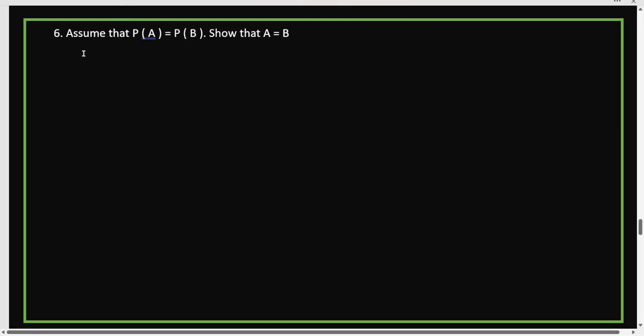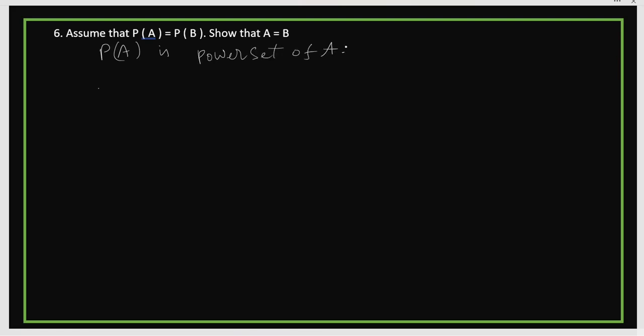PA means what? PA means power set of A. Remember that PA is the power set of A. We have seen in the fundamentals what a power set is: all the sets containing the elements of A. Suppose n elements are there, then you will have 2 raised to n sets. If A is having n elements, then 2 raised to n sets in power set A will be there.